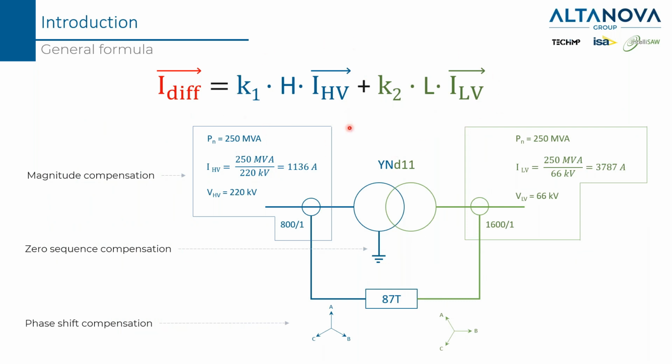Okay, this is the most generic formula we can write for a differential current. So the primary side currents are multiplied by a compensation matrix and a compensation number. This number is to adjust the magnitude, and the matrix is here in order to compensate the phase shift and the zero sequence current if necessary.